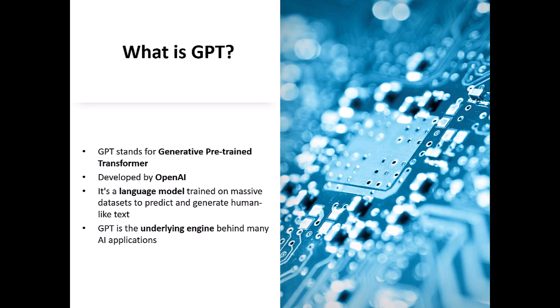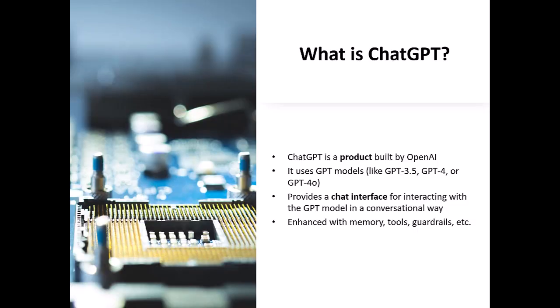There are different versions like GPT-3, GPT 3.5, GPT-4, and now GPT 4.0. The O stands for Omni, meaning it can handle text, images, and audio. GPT is the core engine behind many AI tools you see today.